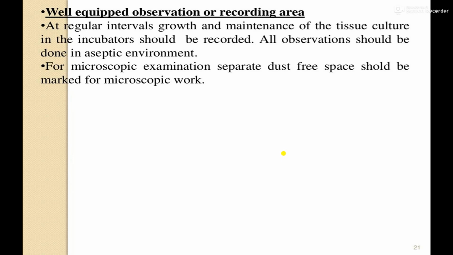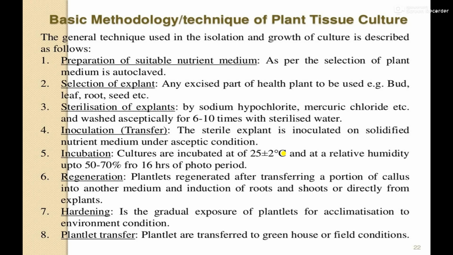Okay, the next point is the basic methodology or techniques of plant tissue culture. In that, the general technique used in the isolation and growth of culture is described as follows. First, preparation of a suitable nutrient medium as per the selection of plant; the medium is autoclaved. Then second, selection of explant, in which any excised part of a healthy plant can be used. Example: bud, leaf, root or seed.